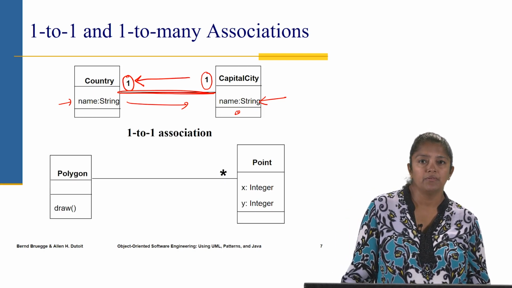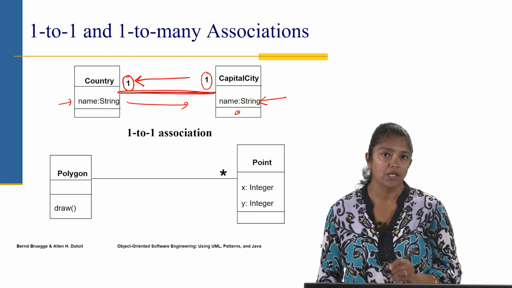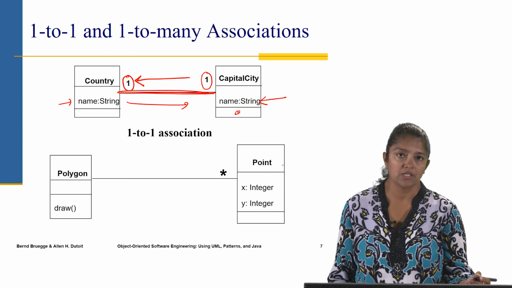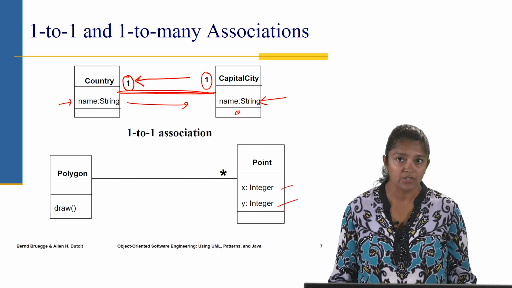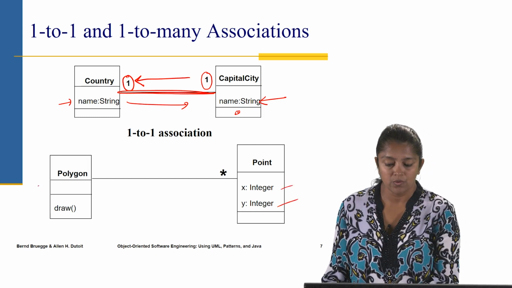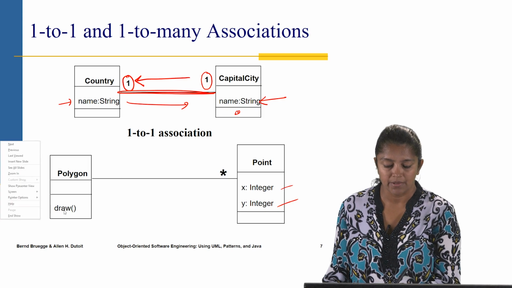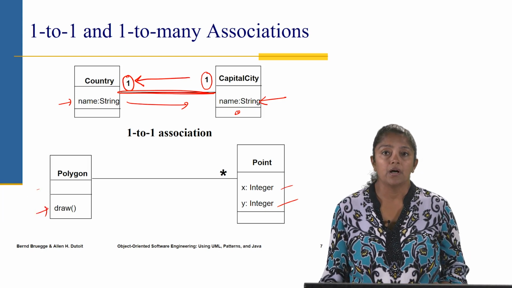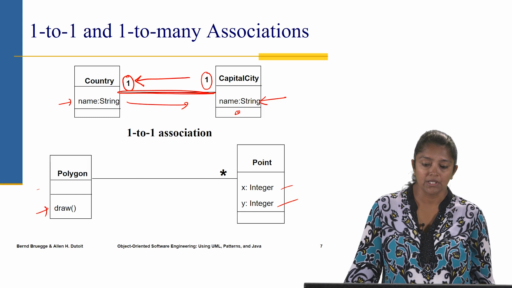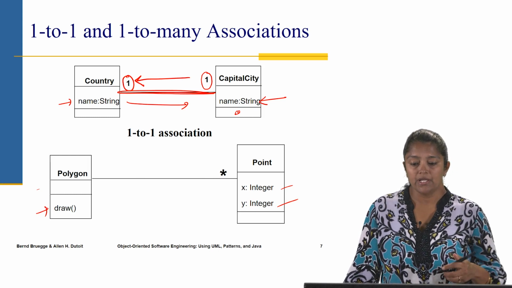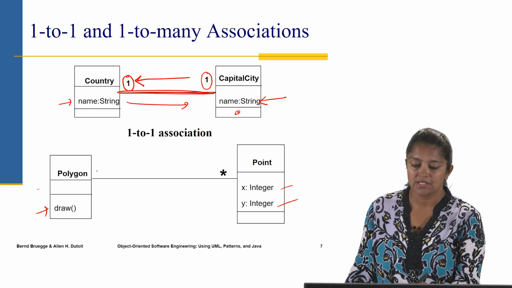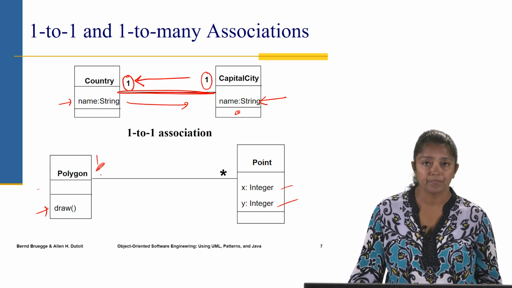Here's another example where we have the polygon class, and then there's a point class. The point class has attributes x and y, both of them integers. The polygon class has no attributes, but it has the operation draw. So that's the behavior of a polygon. Now this is a one-to-many association. By default, when nothing is specified, it's treated as a 1.